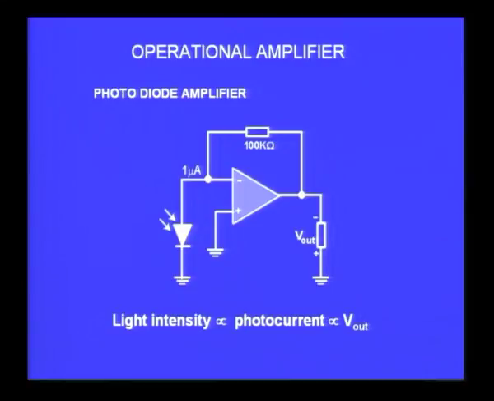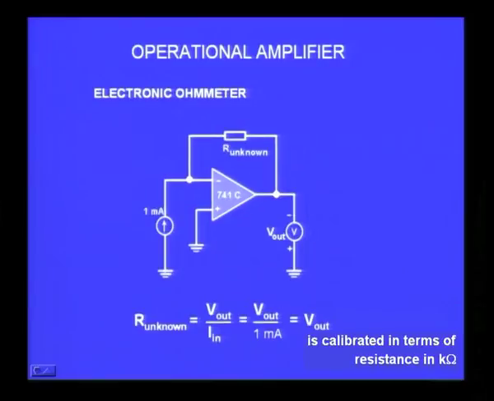So, depending upon what you want to convert from one stage at the input stage to the output stage, you must choose the proper amplifier, whether it is a transconductance amplifier, trans resistance amplifier, voltage amplifier or current amplifier. So, in this case light intensity is proportional to photocurrent, and therefore, that should be proportional to V output. So, it is a very simple circuit application of operational amplifier as a current voltage converter. There is also a fourth application which I would like to indicate to you, and that is to construct an electronic ohm meter.